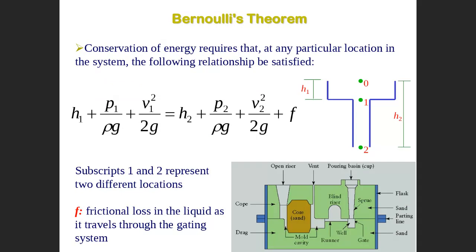Let's take an example and see how the Bernoulli equation can help in designing the gating system in a casting. You can see that this is a gating system. This is a pouring cup, this is a sprue, and this is a well. It is big here, smaller, and then you get here. So this is point 0, 1, and 2. The head up to point 1 is H1, and the head up to point 2 is H2.